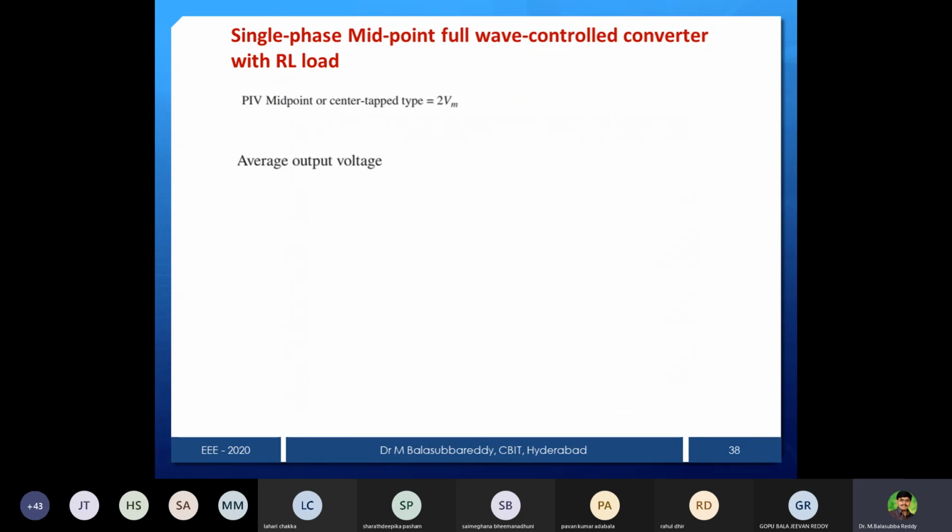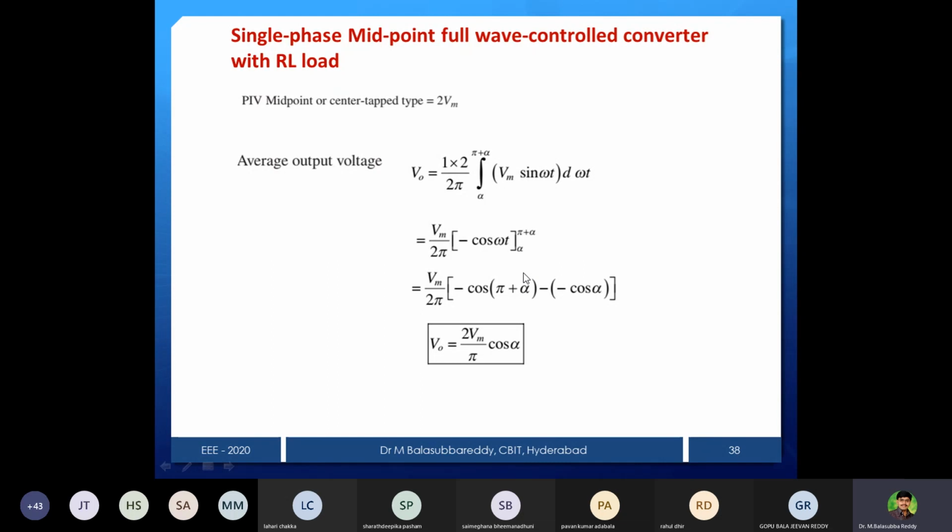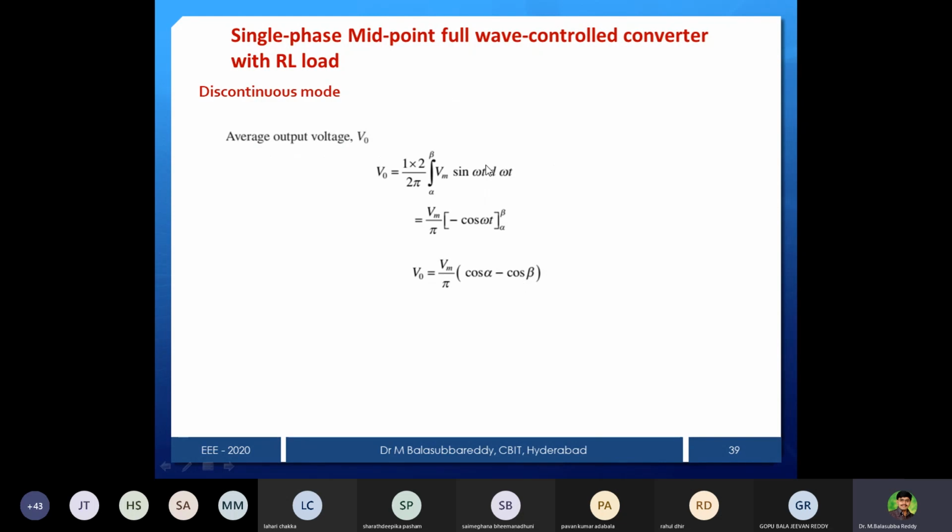Now we can see the derivation part. Peak inverse voltage I mentioned as 2 Vm. As usual, this is 1 by 2 pi, integral of Vm sin omega t. The expression is the same. In the case of R load, the limits are alpha to pi, but now it is pi plus alpha for continuous. If it is discontinuous, what can I write? Alpha to beta. So this is the expression.